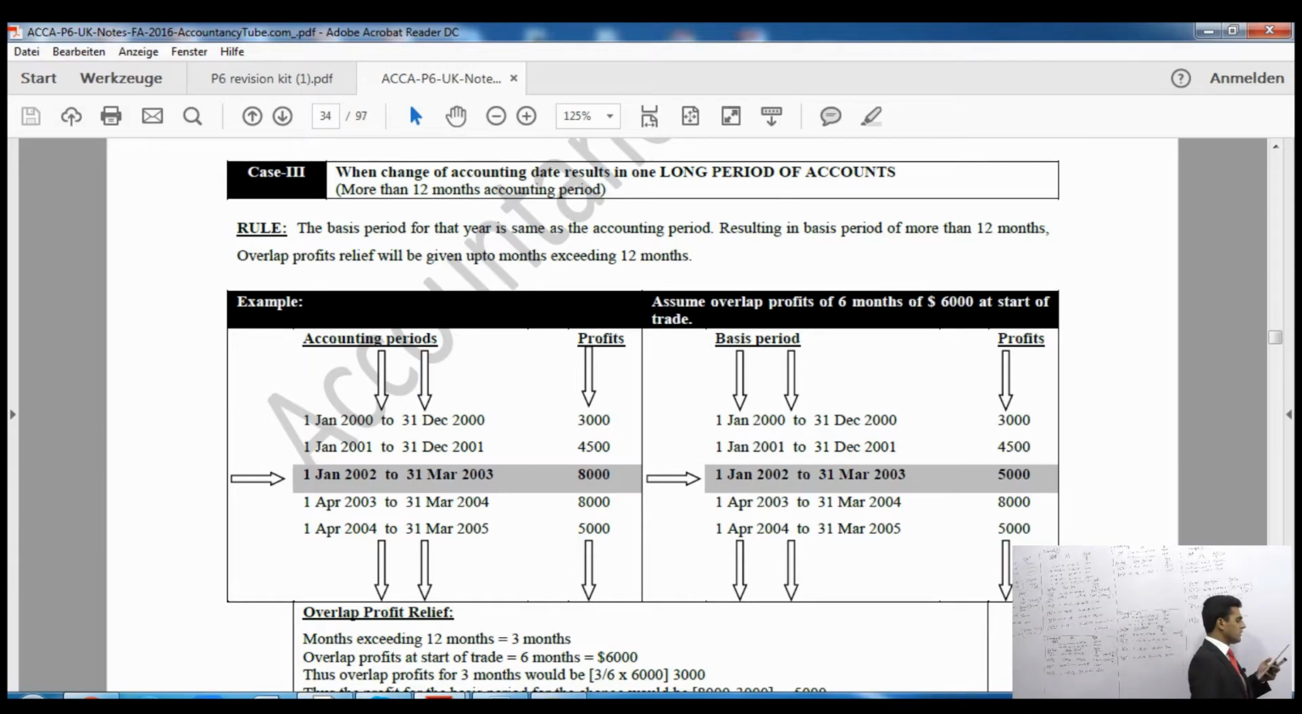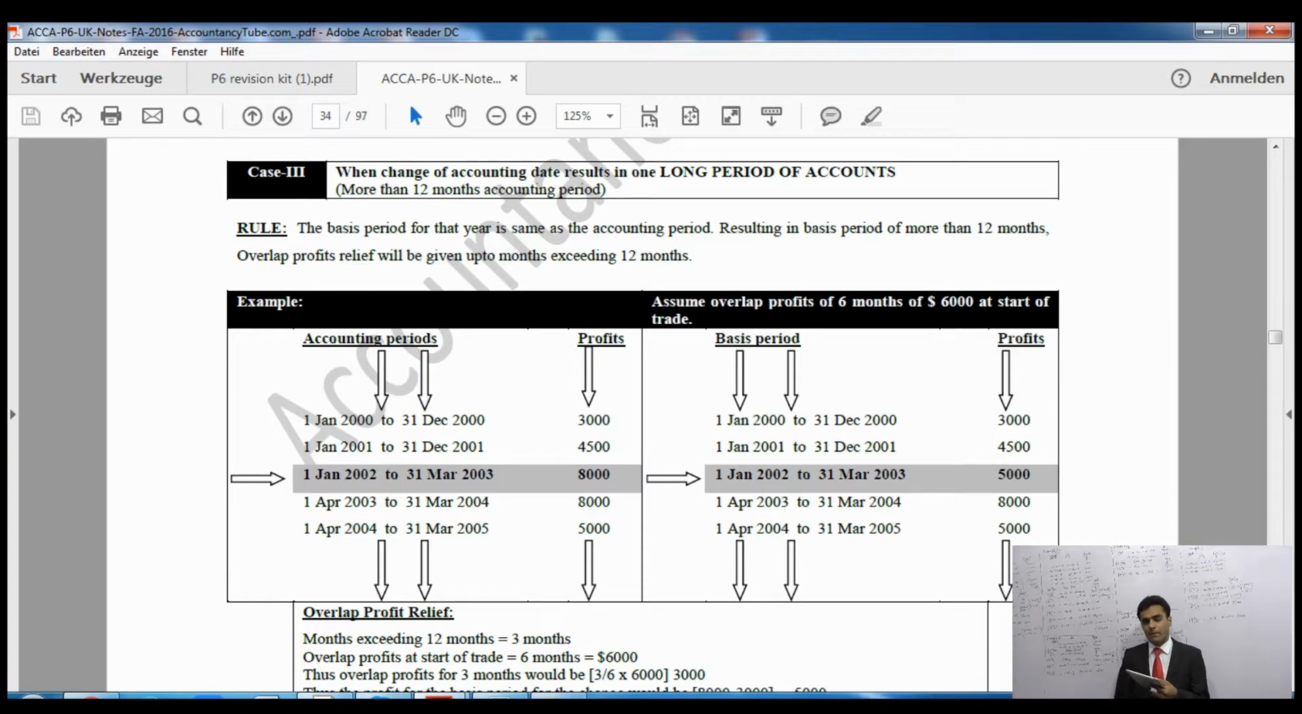So when change of accounting date results in, if you look at the third one, one long period of accounts, so a change has been made that resulted in a longer period of account, which means more than 12 months. So what does the rule say? The basis period for that year is the same as the accounting period. So it will be exactly the same as the accounting period, resulting in a basis period of more than 12 months. Overlap profit relief will be given up to the months exceeding 12 months. So overlap relief will again be given.